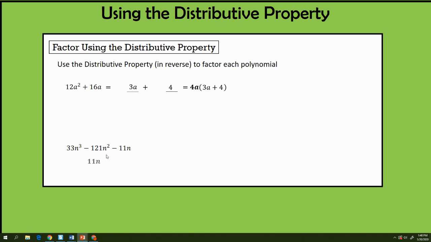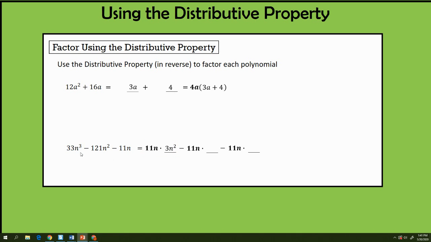Now what we are going to do is write each one of these original three terms as 11n times whatever we need to make it equal each of those originals, because 11n is my GCF, so it's a number that could divide each of those evenly. So let's take a look. Okay, if I take 11n times 3n squared, so 11 times 3 is 33, n times n squared is n cubed. So 11n times 3n squared is equal to my first term in my polynomial. So this product equals this term.